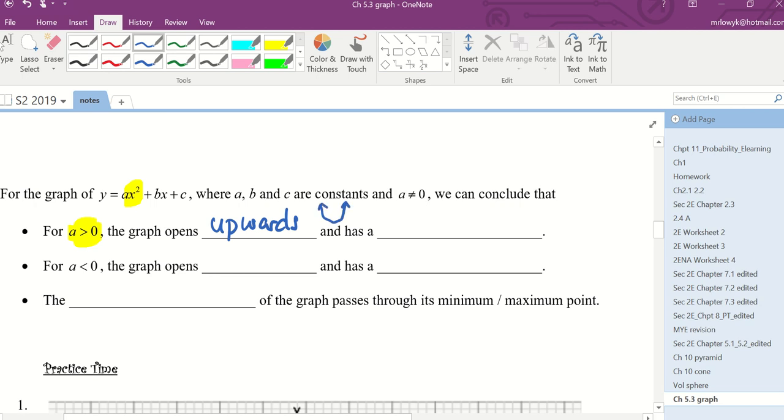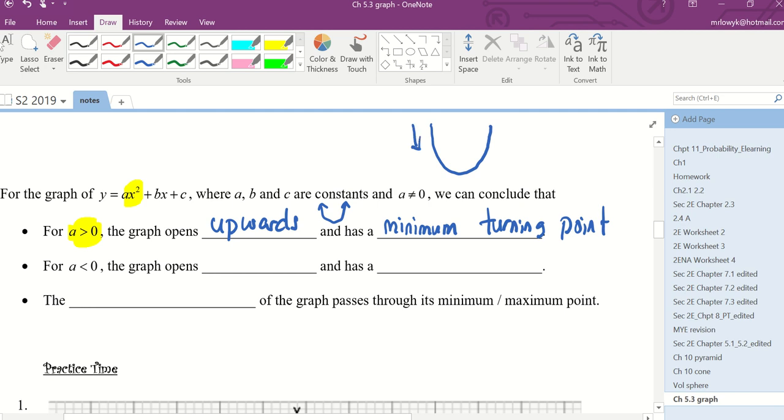Okay, upwards. So upwards means this has what kind of point? The phrase they are looking for is: is this a maximum or minimum point? You see that over here this is a minimum turning point.